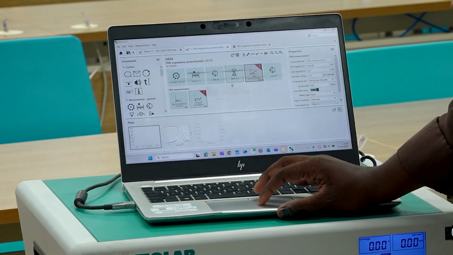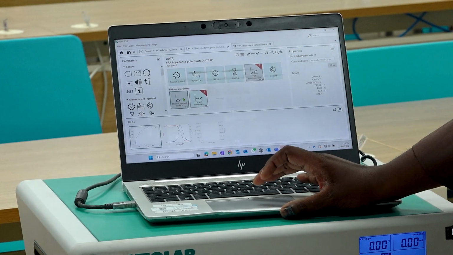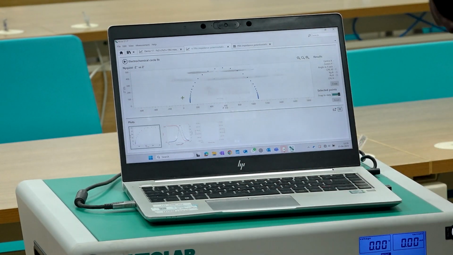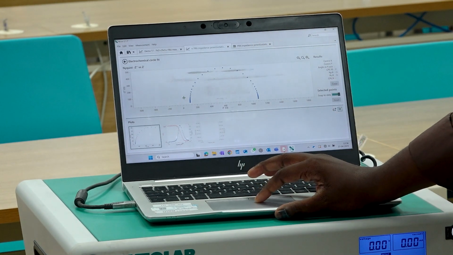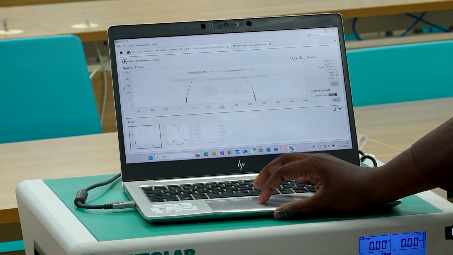So in this software, fitting is very easy. Just first observe this. This is my graph. I want to make 3 points in this graph. Based on that, the software will automatically draw a circuit. So I am going to make the first point here, the second point here, and the third point here.